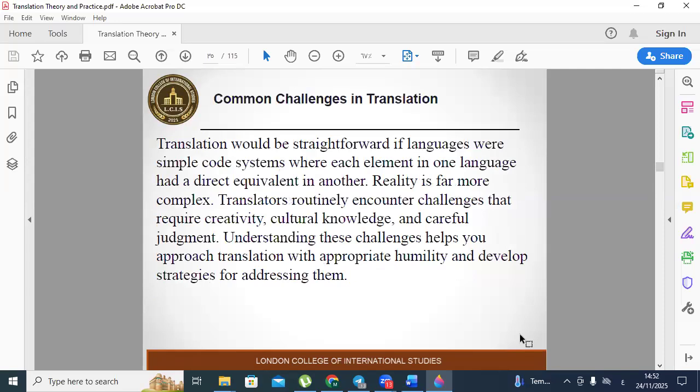Now let's go to the common challenges in translation. First, translation would be straightforward if languages were simple code systems where each element in one language had a direct equivalent in another. Reality is far more complex. Translators routinely encounter challenges that require creativity, cultural knowledge, and careful judgment. Understanding these challenges helps you approach translation with appropriate humility and develop strategies for addressing them.